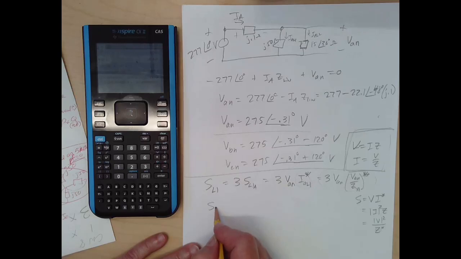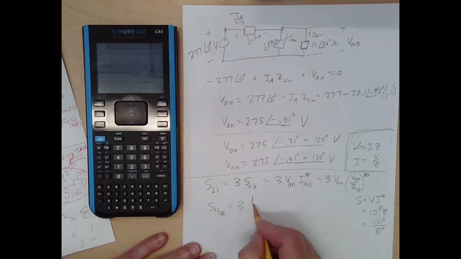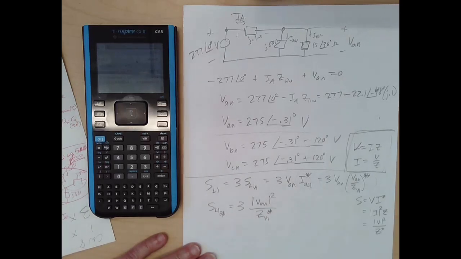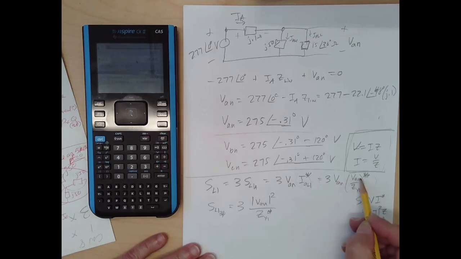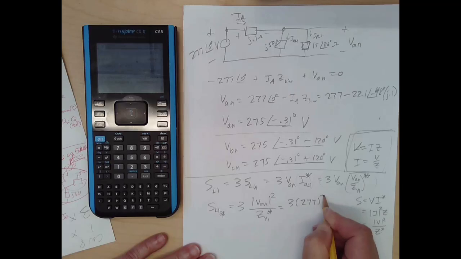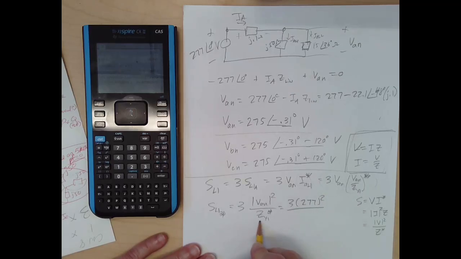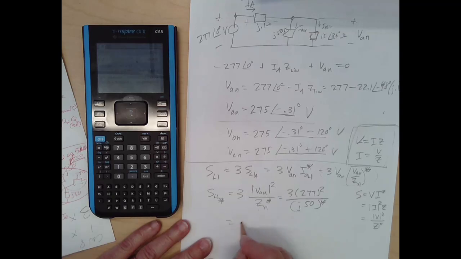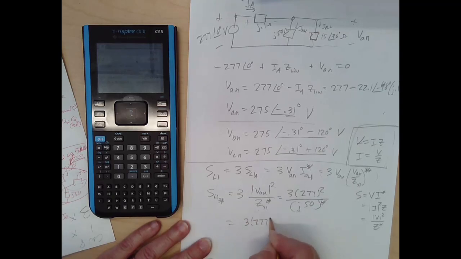And so that's what we're working on here. So we could say S of load 1, 3-phase, is 3 times magnitude of VAN squared over ZY1 conjugate. Right, because the number times its conjugate, the angle and negative angle cancel out, so we just get magnitude squared on the top and we divide by Z conjugate. So let's use this equation. So we got 3 and VAN was 277 and ZY1 is J50, but it's conjugated, so it's going to be negative J50.